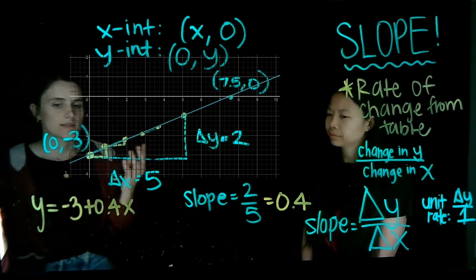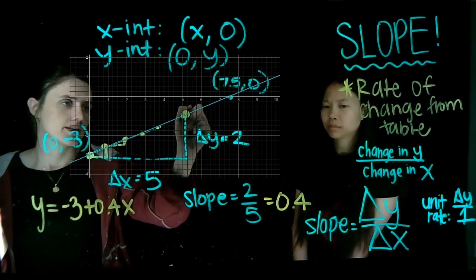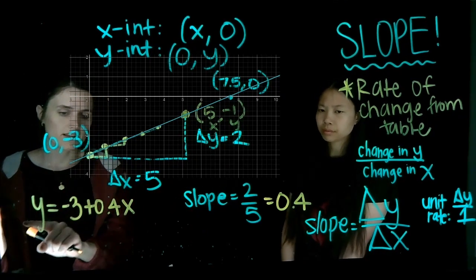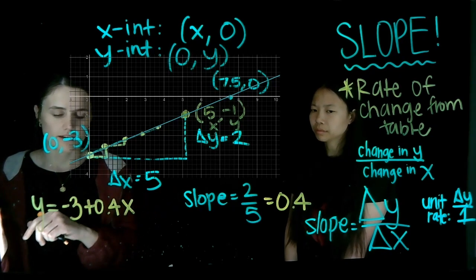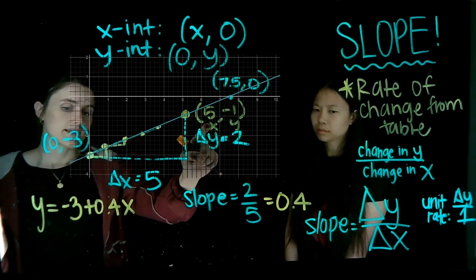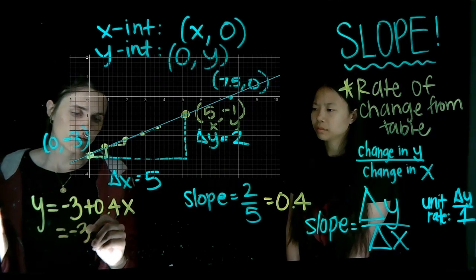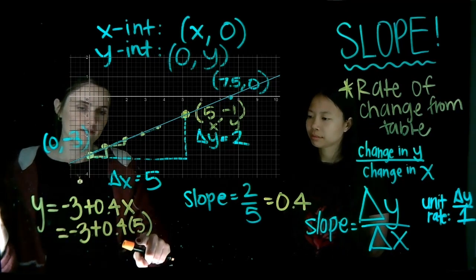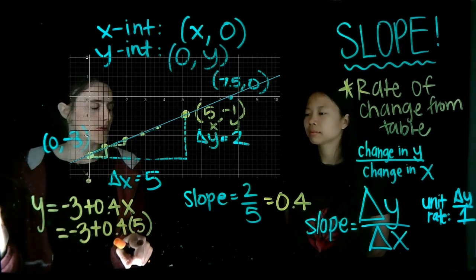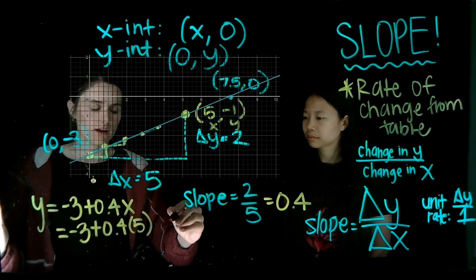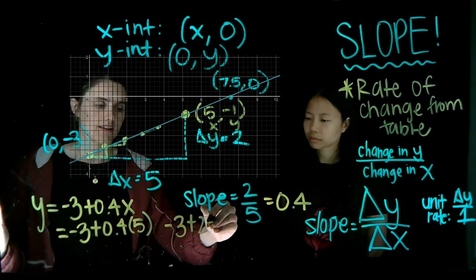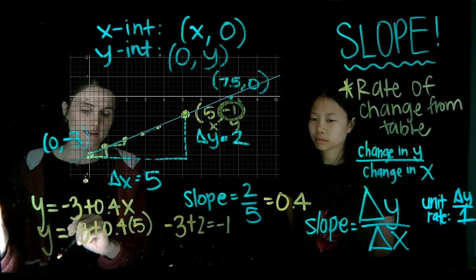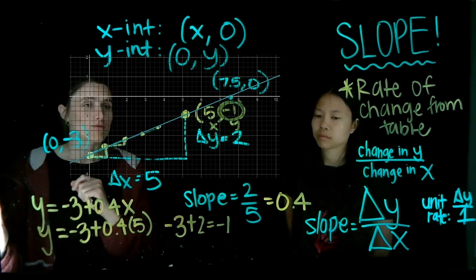And so let's test some points. Let's test this point right here because this is a nice number. We know that this is 5, -1. So this is our x value and our y value. So let's plug that into this equation and see if it's equal to each other, okay? So if we say that x is equal to 5, we'll have -3 plus 0.4 times 5. Okay, so if we plug in 5 for x and we do 0.4 times 5, plug that in your calculator, you'll get 2. So then we'll have -3 plus 2, and that equals -1, which matches our y value here. So we know that this equation, y equals -3 plus 0.4x, represents this line.